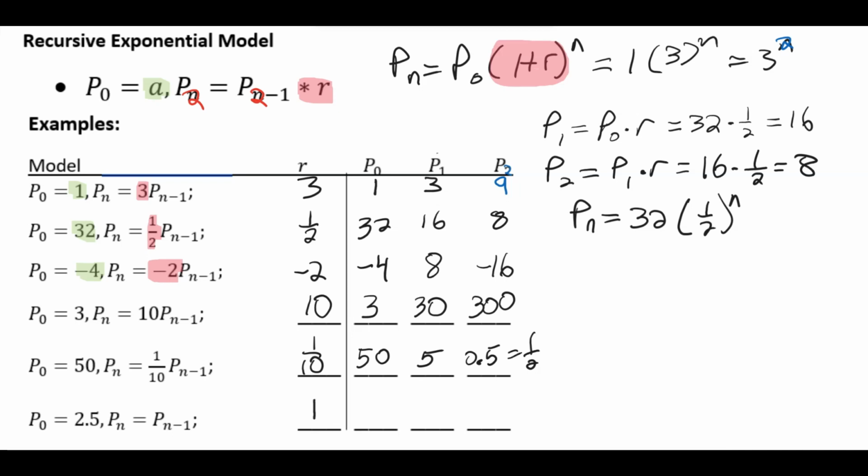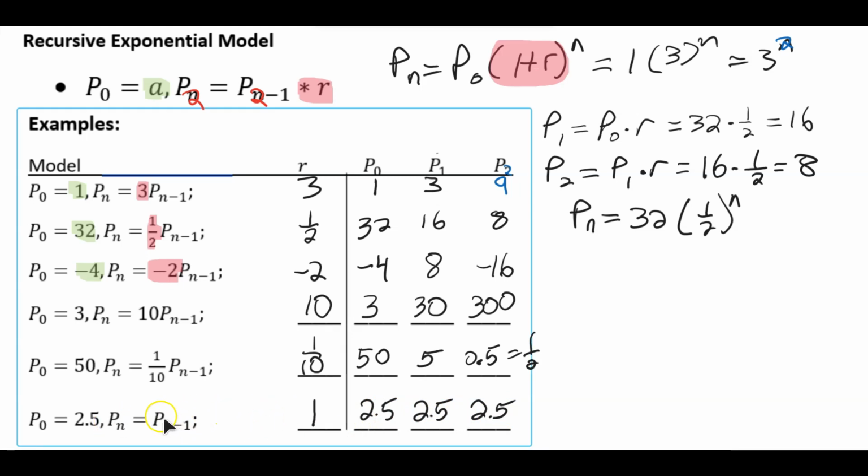R is 1, 2.5, 2.5, 2.5. That's a constant sequence. It could be linear or exponential. It's just the next term equals the term before it.